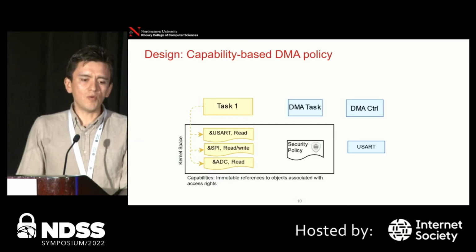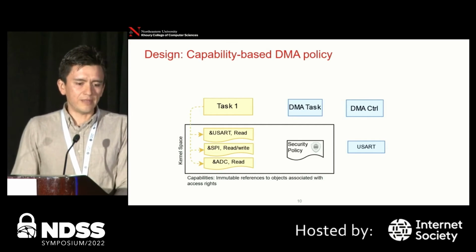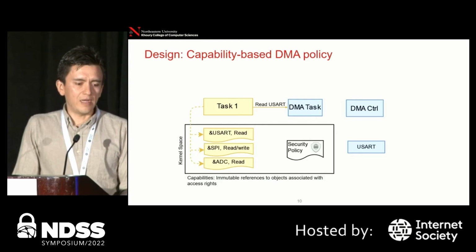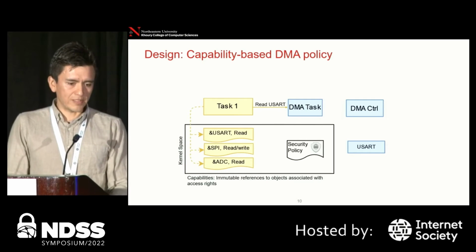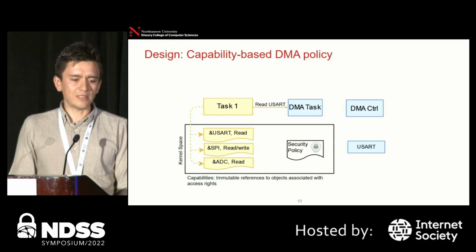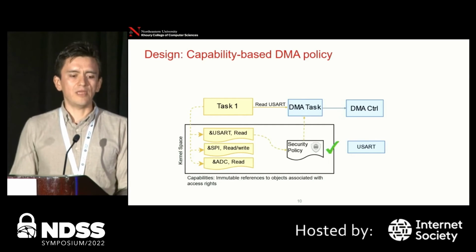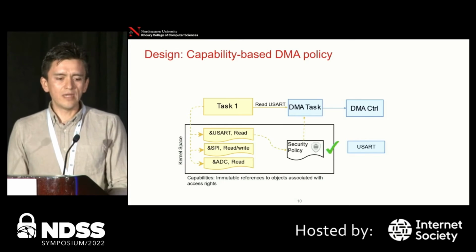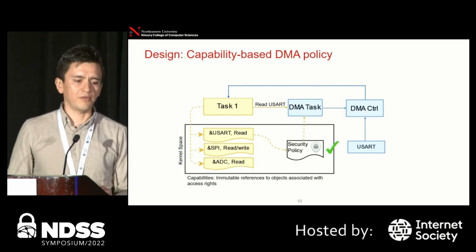So this is an example of the capability-based security policy enforcement. In this case, task number 1 is the owner of 3 capabilities to access user, SPI, and ADC peripherals. And let's say that task 1 sends a request to access the user peripheral through DMA. Because task 1 is the owner of a capability that grants read permissions on user, the security policy is validated, and the DMA task configures the DMA controller, and this operation allows task number 1 to read from the user peripheral, right?